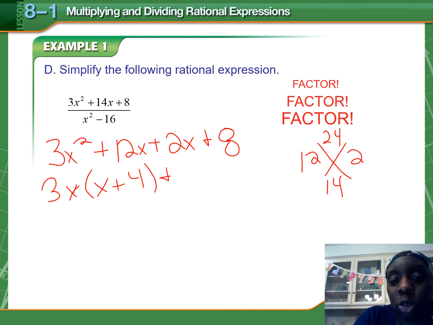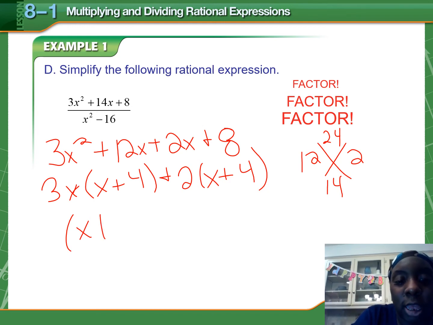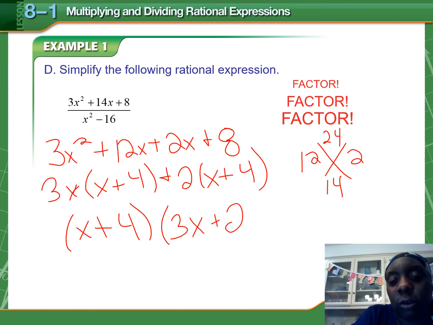The second two terms here are 2, that is x plus 4. Oh, yay, that already starts to look right because I have factors that are the same in both my groups. So x plus 4. I cannot write today. Let's go back. Plus 4 and 3x plus 2.